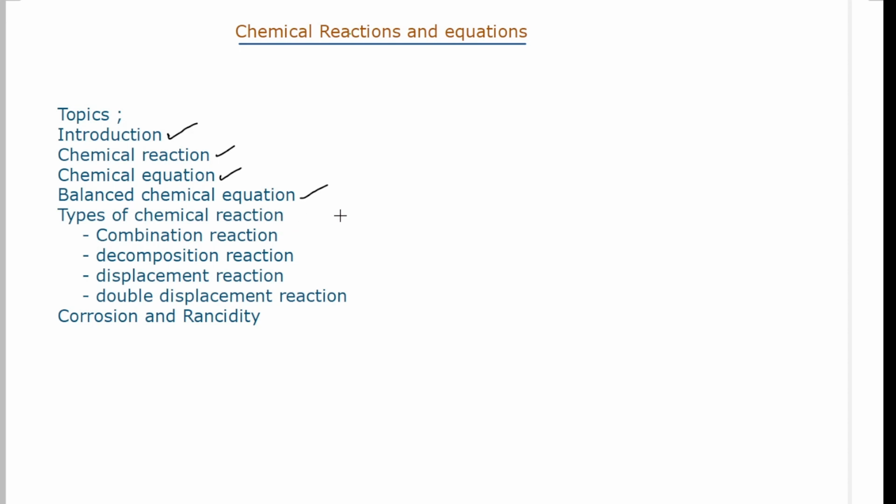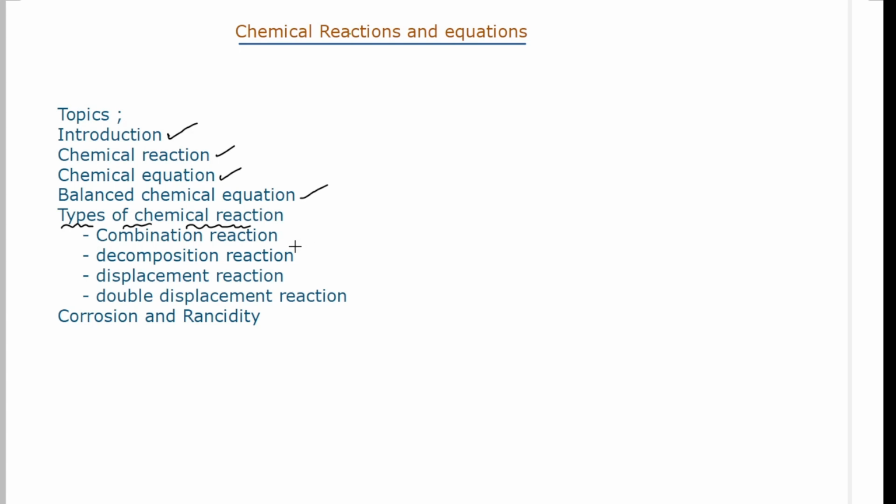Then we will study one more important topic of this chapter, that is about the types of chemical reaction. In your examination, you are asked to identify the type of reaction. So at the end of this chapter, you will be able to define different types of chemical reaction and also able to understand the type of reaction. If the reaction is given, you will be able to write the type of the reaction.